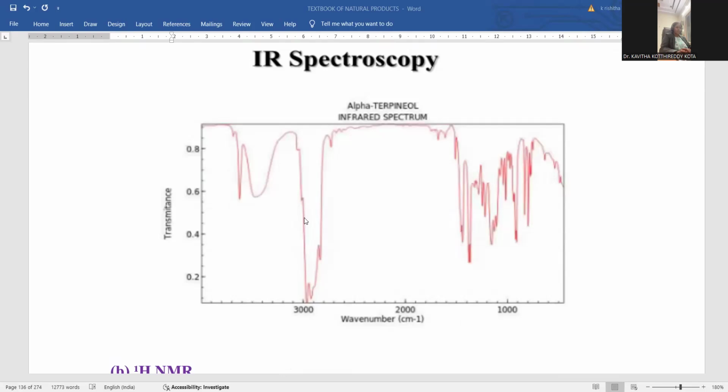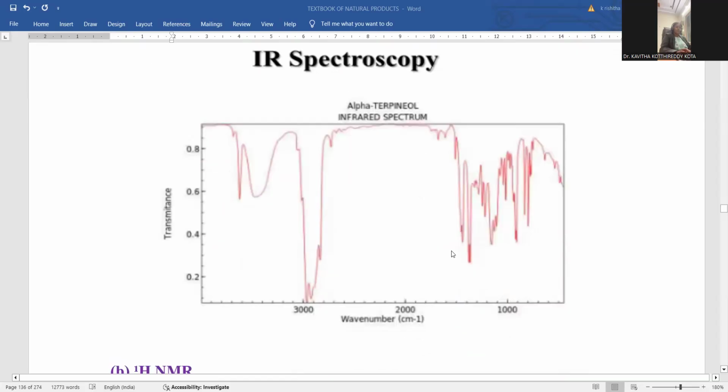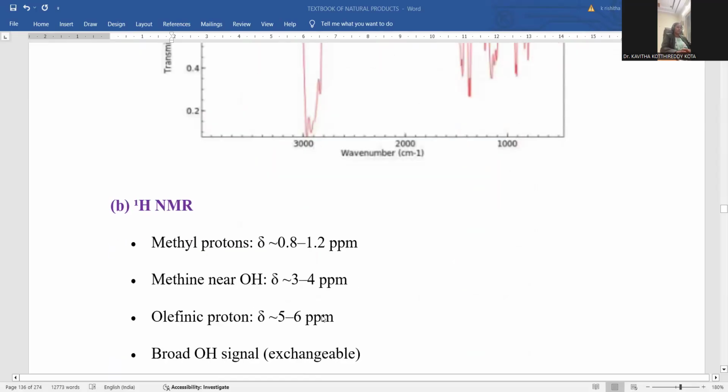You can look at the 3300 peak, which corresponds to hydroxyl, and the 1100 peak corresponds to C-O stretching. And one more peak will be there, 1640. The 1640 peak you can notice over there corresponds to the olefinic double bond. These many peaks will be there.